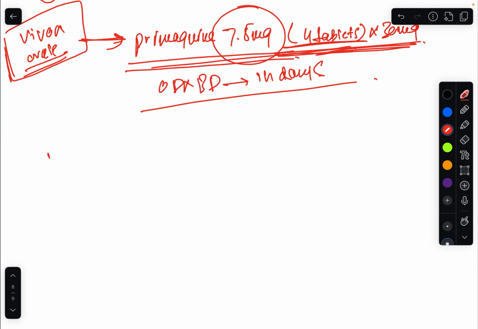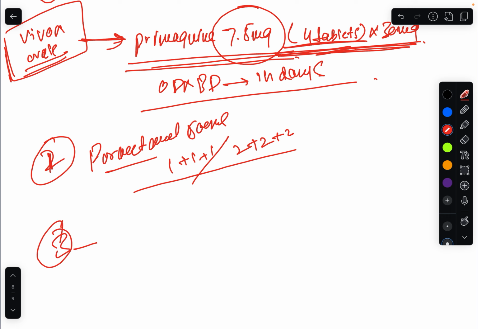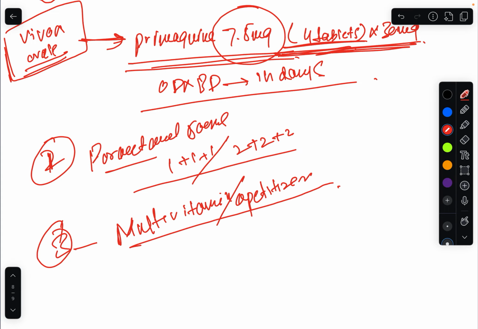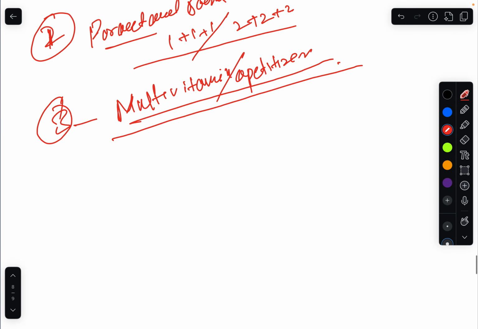Another thing is we give paracetamol to control fever. We can give paracetamol 500 mg tablets, either 1 plus 1 plus 1 or 2 plus 2 plus 2. Either can be given. And third is we give any multivitamin or appetizer along with it. So these are three things. If the malaria is uncomplicated, then we treat in this way.